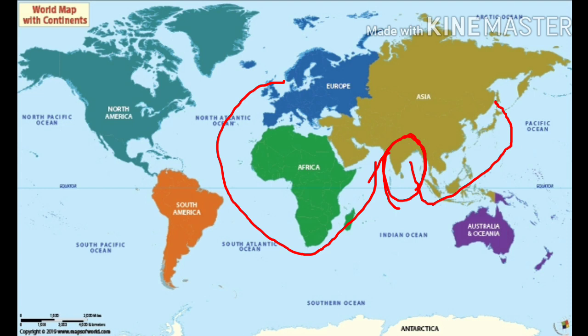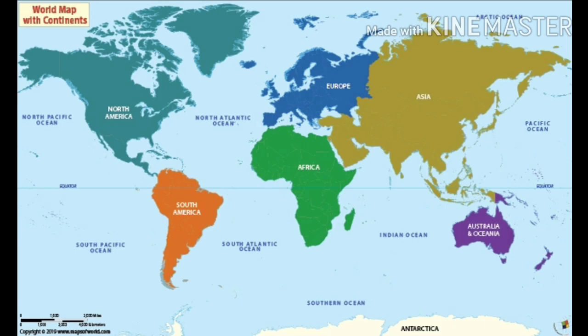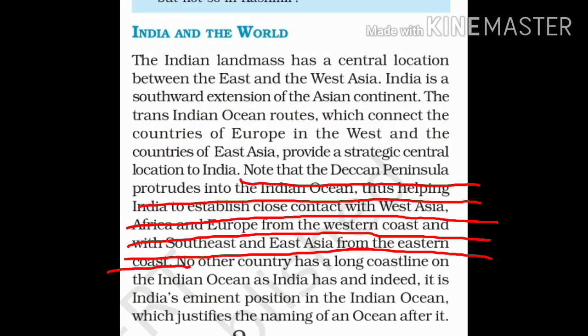The next point is that the Deccan Peninsula protrudes into the Indian Ocean and thus helps India to establish close contact with West Asia, Africa and Europe from the western coasts, and Southeast and East Asia from the eastern coasts. Okay.